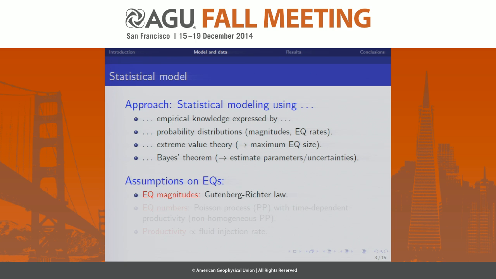So the assumptions which we are making in our analysis: first, we assume that earthquake magnitudes follow the Gutenberg-Richter law, so basic assumption. Second, we assume that earthquake numbers or earthquake rates are consistent with a Poisson process with time-dependent productivity, so we have a non-homogeneous Poisson process or non-stationary Poisson process. And finally, we assume that the productivity of induced earthquakes is proportional to the fluid injection rate.